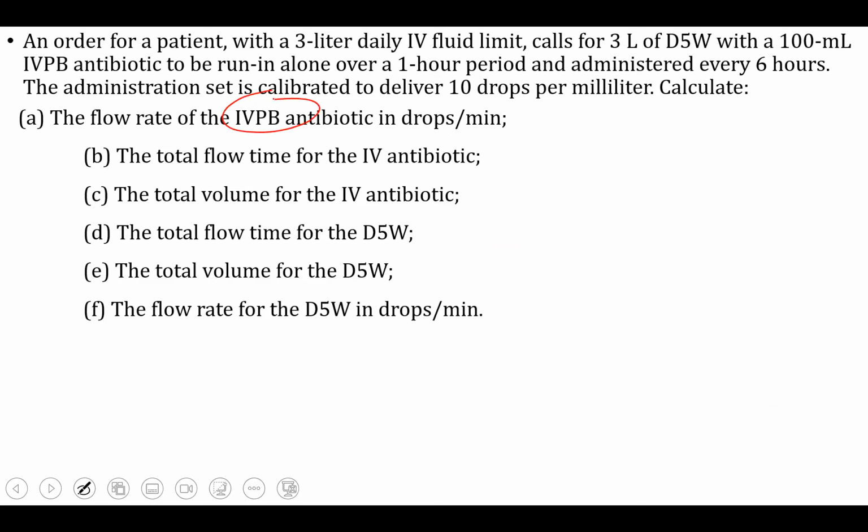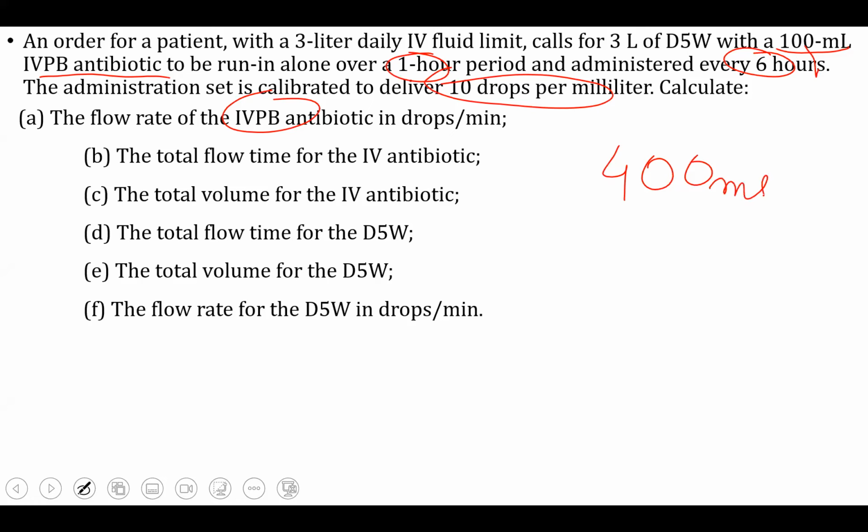So the flow rate we have to calculate, the total flow rate will be 10 drops per ml. The volume of IV piggyback is given, 100 ml for 1 hour, every 6 hours. That means total 400 ml in a day that you are injecting. Every 6 hours means 4 times a day, 100 ml, 4 times a day, 400 ml. Correct.